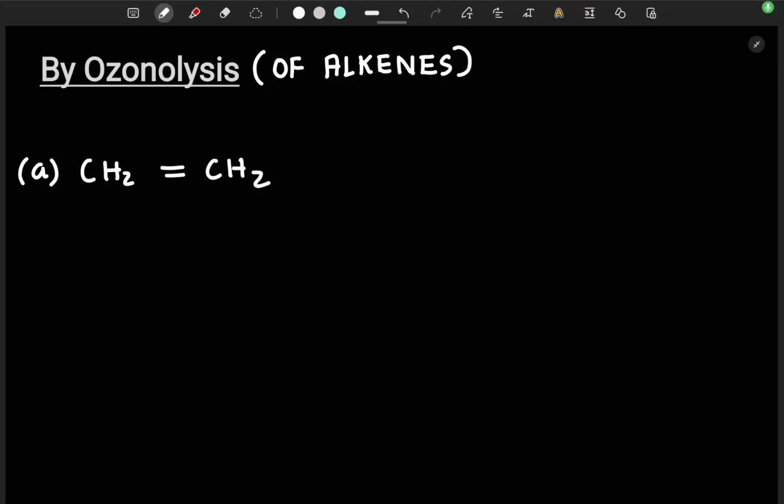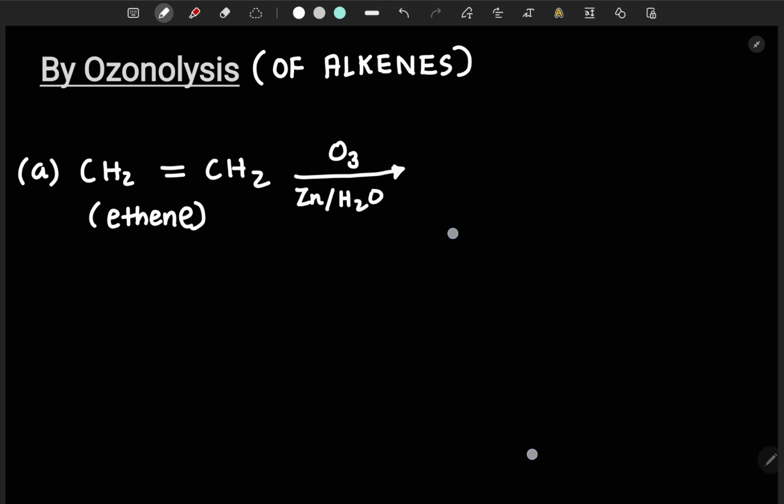Hello everyone, now we are going to be learning about ozonolysis of alkenes. In this process, we take an alkene, in this case ethene. When ethene goes through ozonolysis, ozone will obviously be there, alongside zinc and H2O. When the reaction happens, we get two aldehydes in this case.